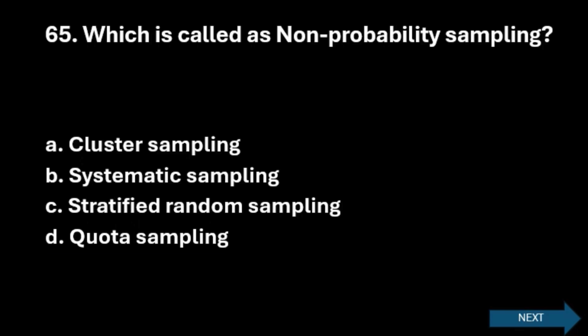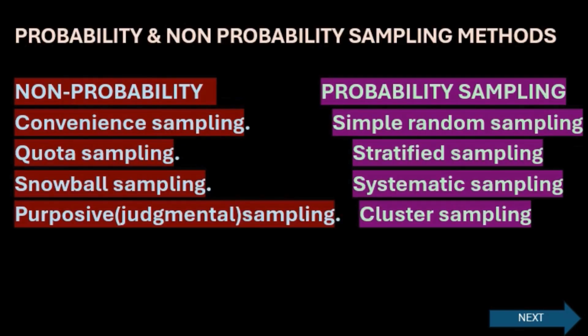Let us see this chart of probability and non-probability sampling methods. Non-probability sampling methods are convenience sampling, quota sampling, snowball sampling, and purposive or judgmental sampling. Probability sampling methods are simple random sampling, stratified sampling, systematic sampling, and cluster sampling. Next question.